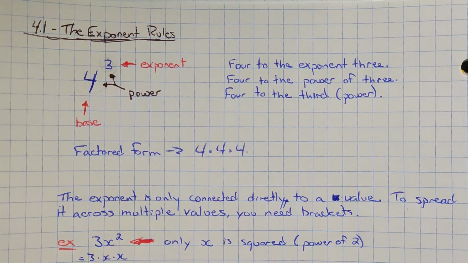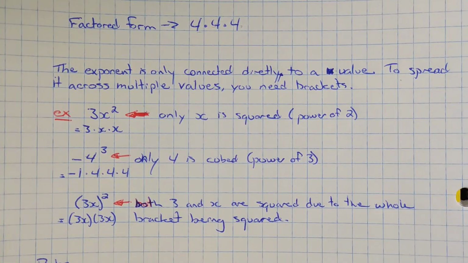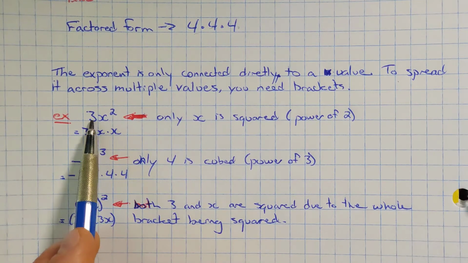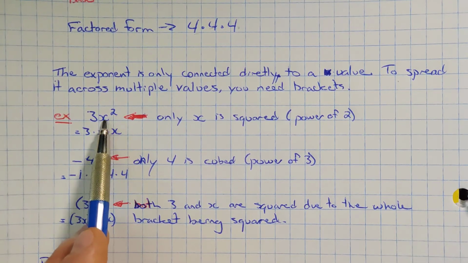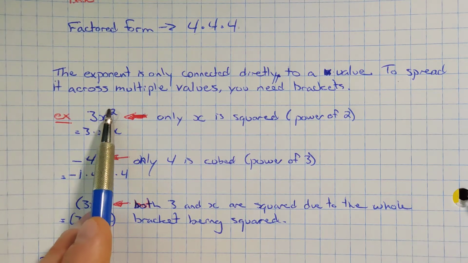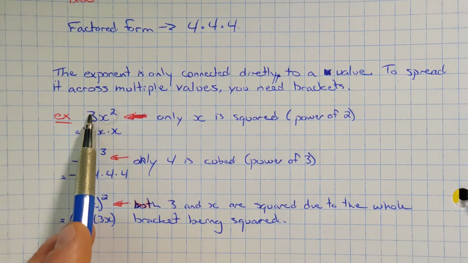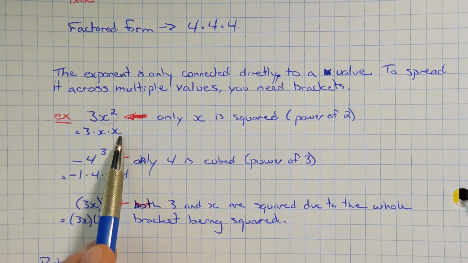The exponents are only connected to the value that they're touching. So if we take a look at a case like 3x squared here, the x squared is the only thing that is being affected by the exponent. So the x has the power of 2. It's not the 3. So this is 3 times x squared.